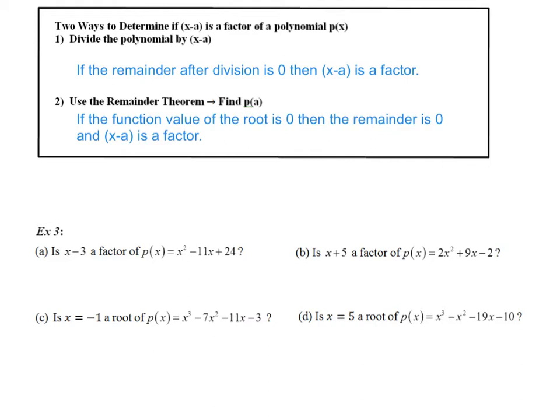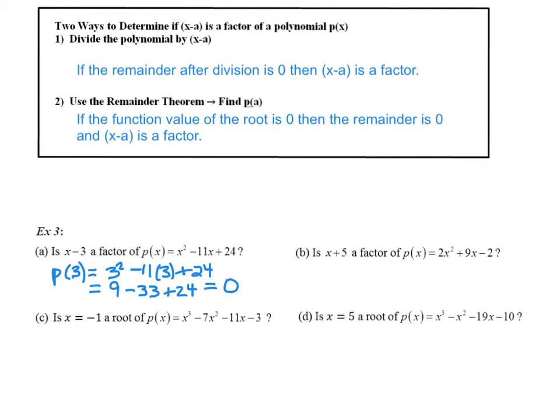So let's try a few examples of using the remainder theorem. If we want to know if x minus 3 is a factor of p of x, then we're going to test it by using the remainder theorem: what's p of 3? When we're finding p of 3, we'll substitute 3 in for x, so we're getting 3 squared minus 11 times 3 plus 24. Doing that calculation, 9 minus 33 plus 24 does turn out to be 0.